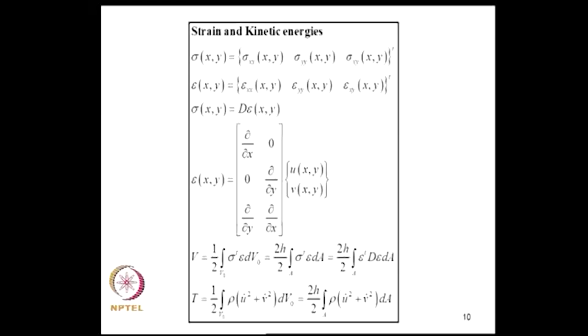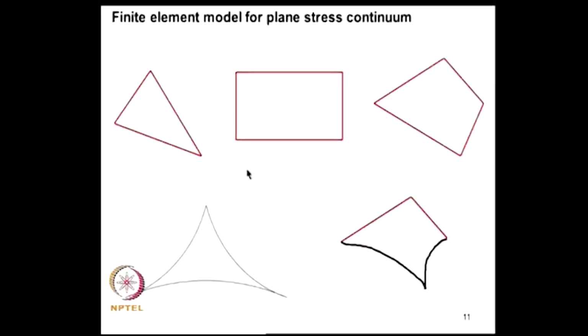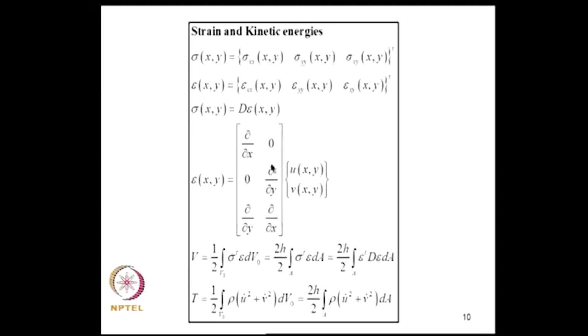Now, to be able to develop the finite element model we need to write the expressions for strain energy and kinetic energy. To do that we reorganize the notations somewhat and write the stress as a 3 cross 1 vector, 2 normal stresses and 1 shear stress, and similarly strain is written as a 3 cross 1 vector, and the constitutive law is now expressed in terms of this 3 cross 1 stress vector and 3 cross 1 strain vector. D is the matrix of constitutive law which is 3 cross 3. The strain displacement relations are given by this form.